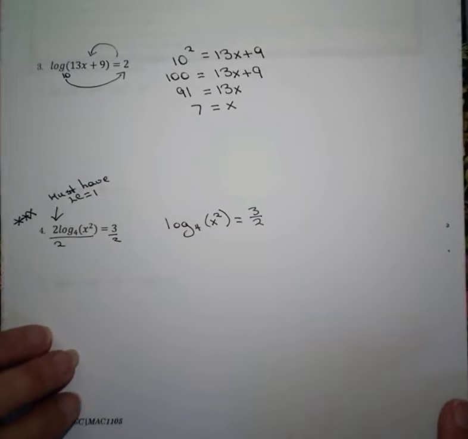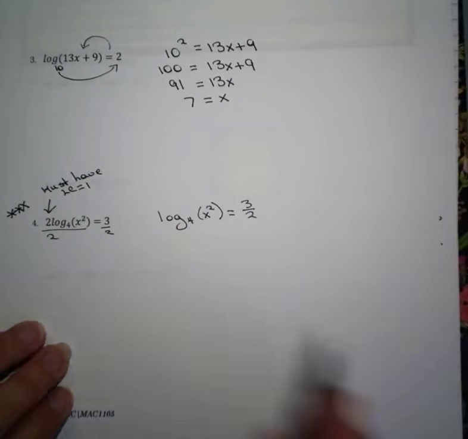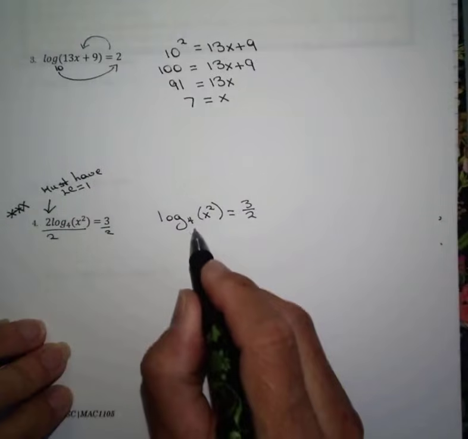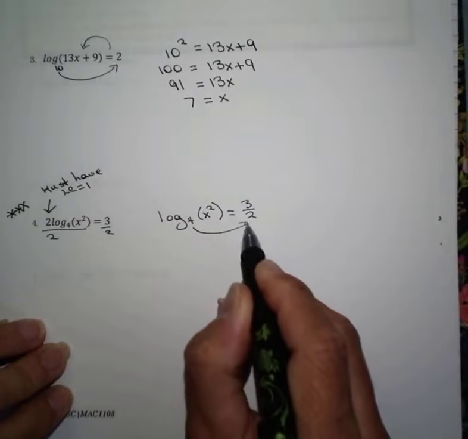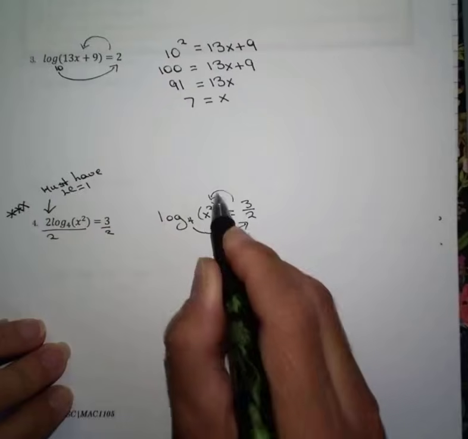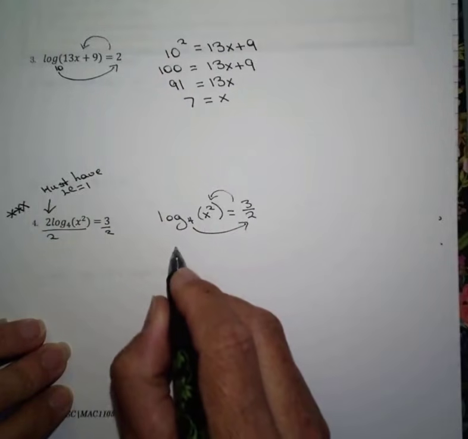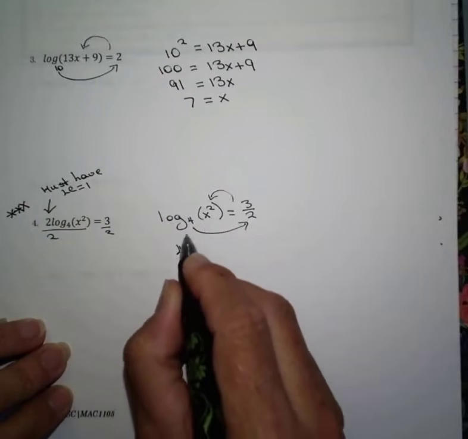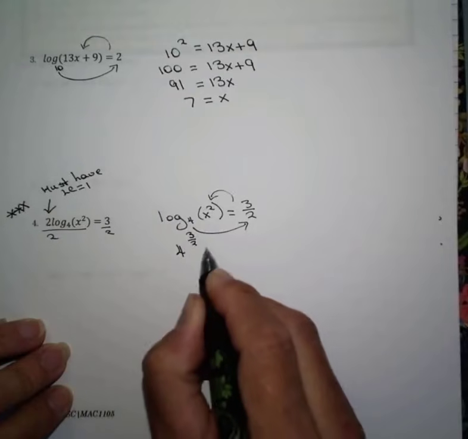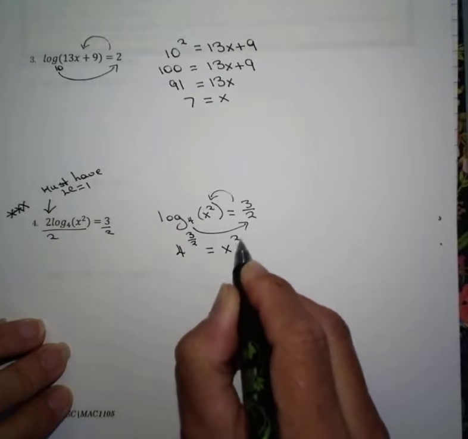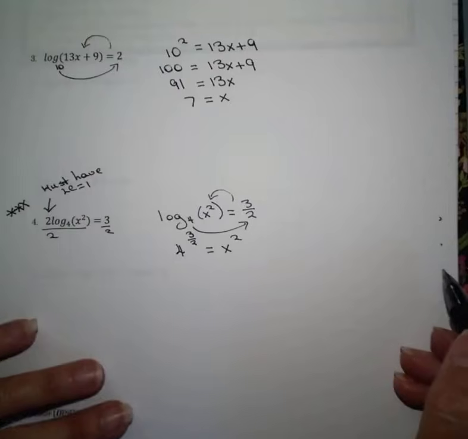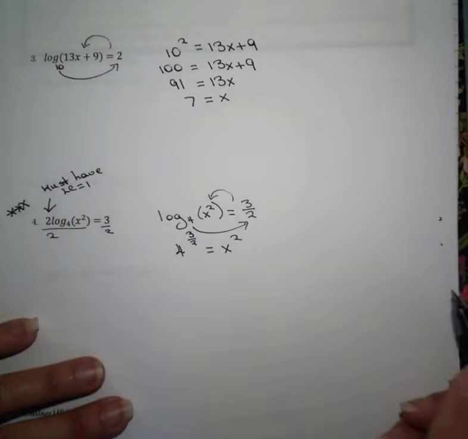Okay, it's not as pretty as I like, but that's okay. I couldn't do it with the 2 out there. So now I'm going to say 4 raised to the power of 3/2 is equal to x squared. And I've really got to think about what 4 to the power of 3/2 is.